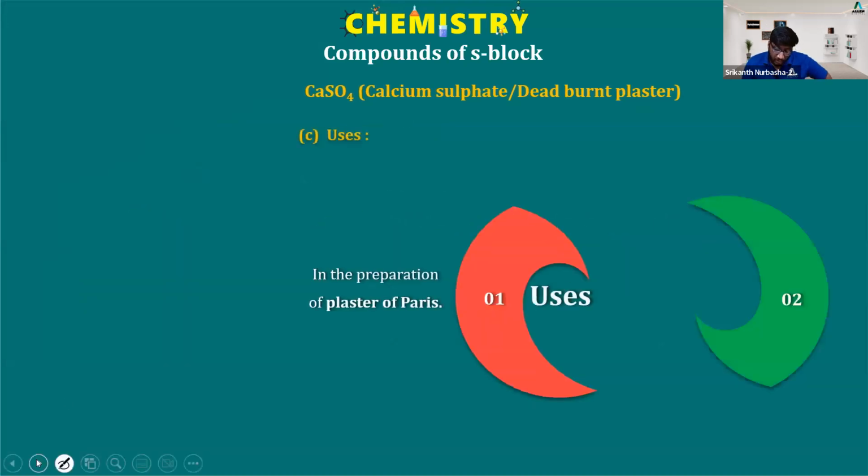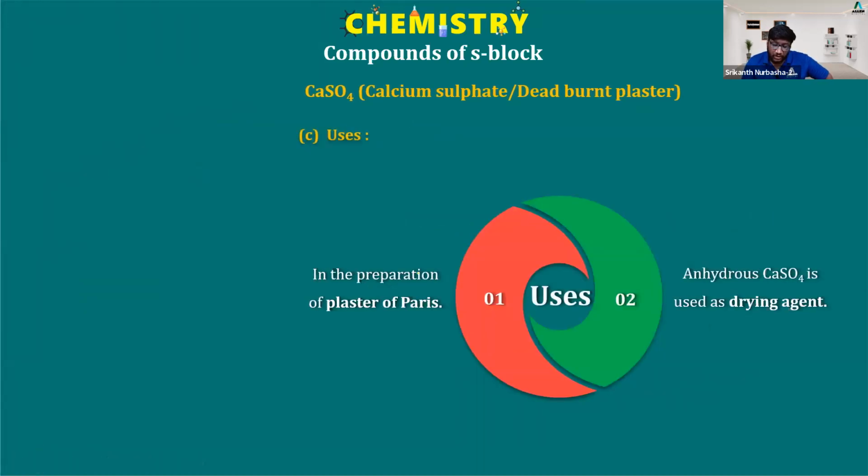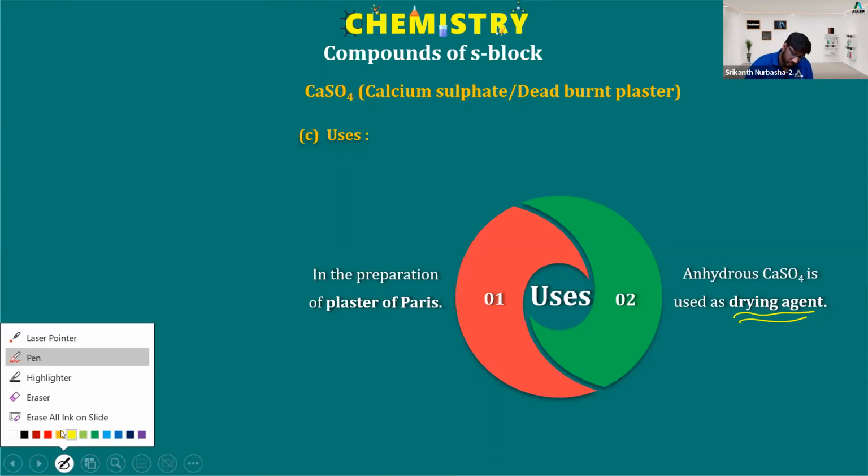Uses: calcium sulfate, CaSO4, is used in the preparation of plaster of Paris. Anhydrous CaSO4 is used as a drying agent because it removes all the H2O from the surroundings, and since it is removing H2O, it is used as a drying agent, right?